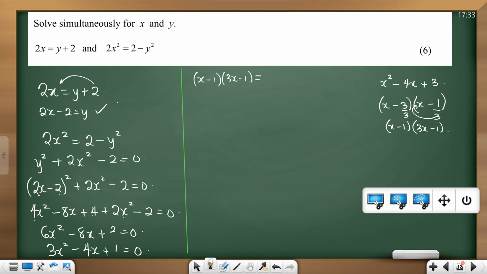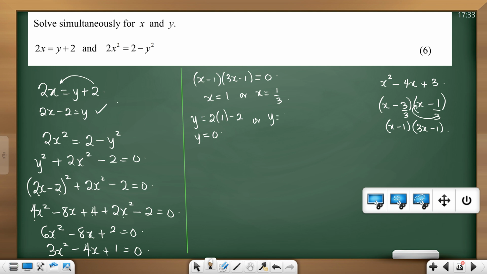3x minus. Please make sure you write this equal to 0. Please. If you don't write that, you are losing marks. Now what do I do? I substitute back. Show your substitution.